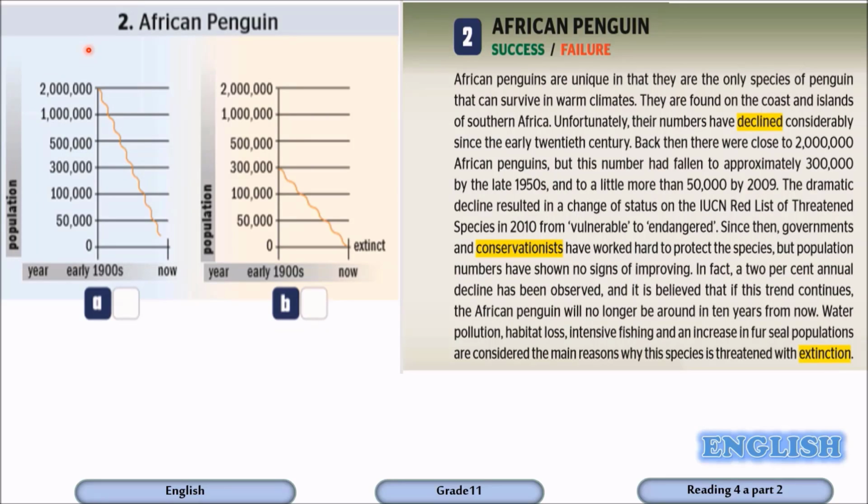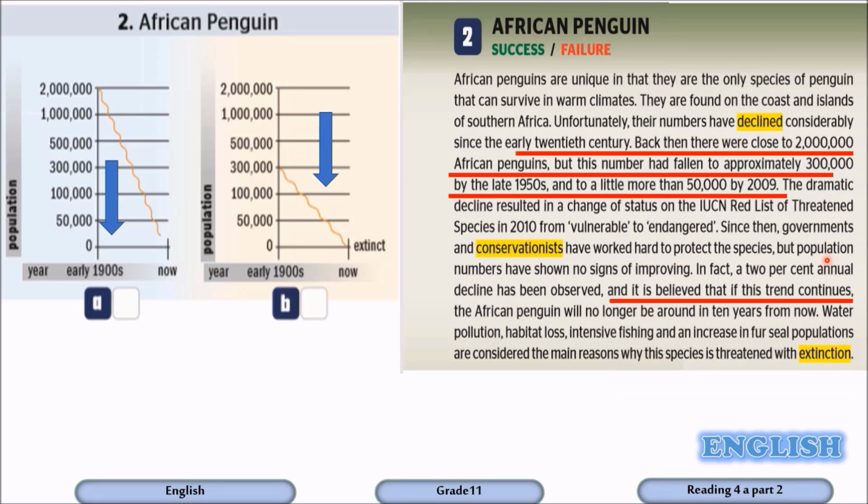Alright, now let's move on to the second reading passage about the African penguins. First, it is very important to analyze or interpret the data on the graphs very well, so at least you can understand what you are required to look for. And as you can see here, the figure starts at 2 million in the early 1900s till now, which means in the early 20th century. And in the second graph, it starts at 300,000 to become extinct. Alright, now let's underline some pieces of evidence. So both of them are decreasing and are downward trends. And let's look at the figures mentioned here.